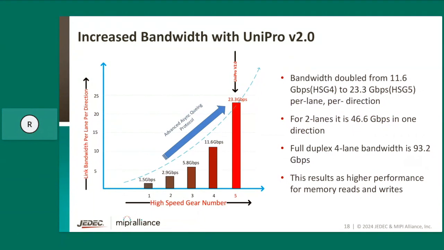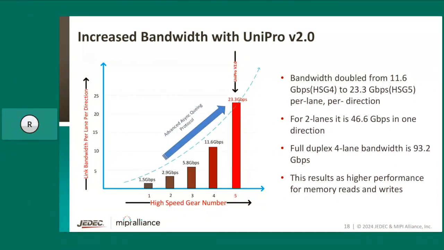As we all know, M-PHY 5.0 has introduced gear 5 PHY. The last red line that we see in the picture is per lane, per direction. That's what the M-PHY gear 5 solution offers. In the case of a two-lane connection, in one direction that contributes to 46.6 Gbps, whereas if we consider full duplex operation, which means 4 lanes, 2 on the TX side and 2 on the RX side, it comprises 93.2 Gbps.